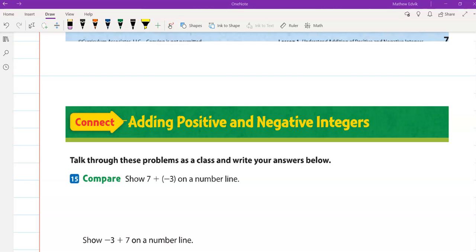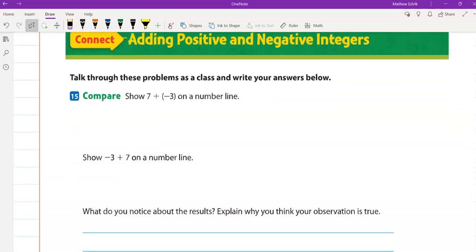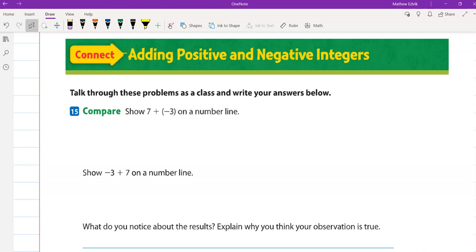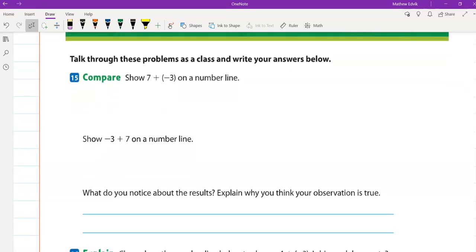Okay, here we are. This is page 8 in the 7th grade instruction book. And our learning target for today is I can add positive and negative integers. And so we are going to talk through these problems as a class and write your answers below. So let's talk through this as a class.